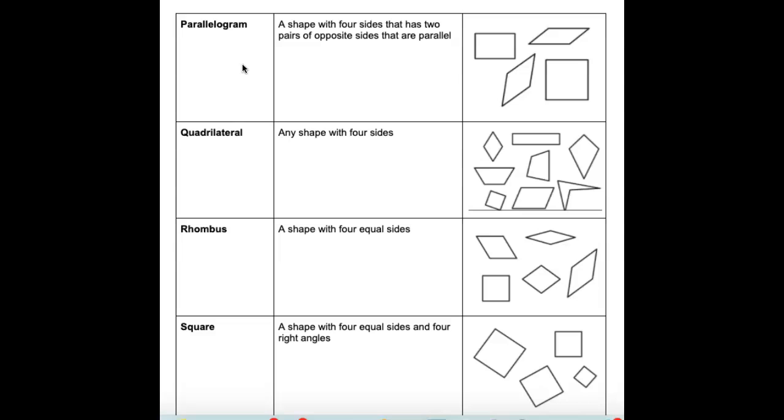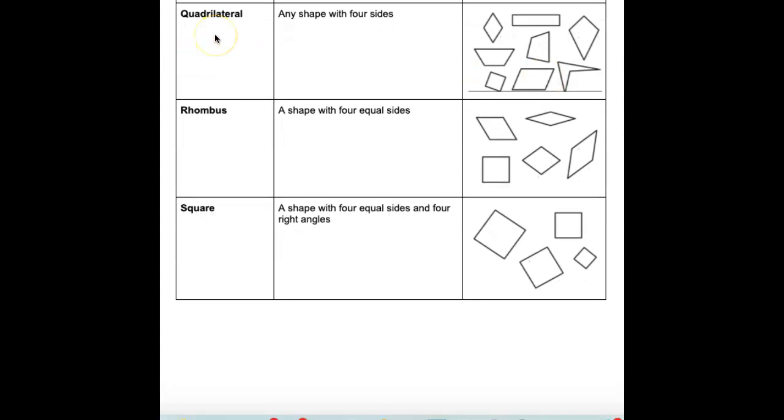Our next vocabulary word is parallelogram. A parallelogram is a shape with four sides that has two pairs of opposite sides that are parallel. Take a look at these shapes. Find their opposite sides. Notice how if you extended the opposite sides of these shapes, they would never touch. That means that the opposite sides are parallel. And since both pairs of opposite sides are parallel, these are all parallelograms.